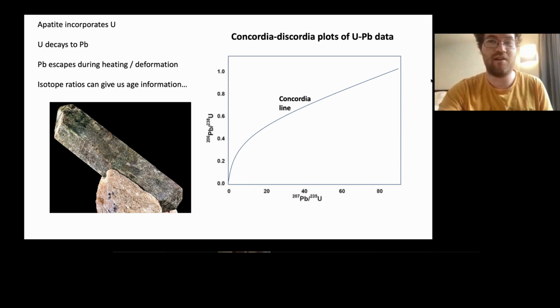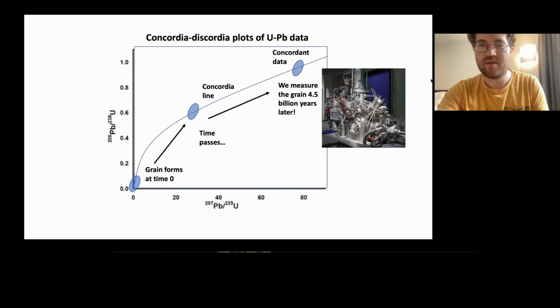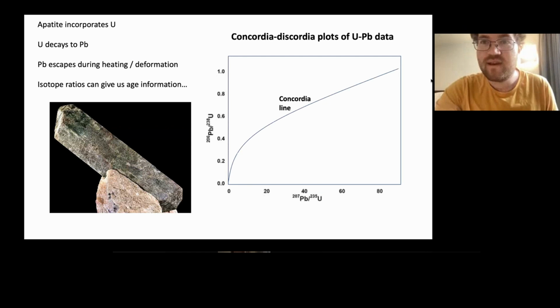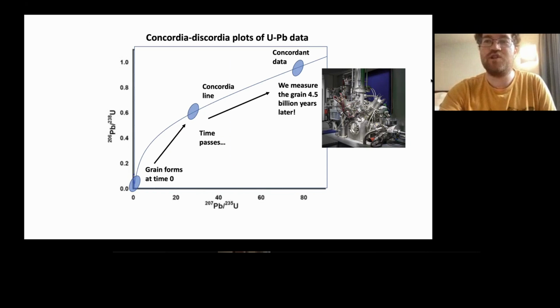If a grain has remained a closed system since it first formed, we will obtain what is called a concordant data point, lying on the Concordia line. The Concordia line is the solution to the age equations of uranium decay. A closed system grain will move smoothly along this line to the point that we observe at whatever time we're measuring that grain in a mass spectrometer.